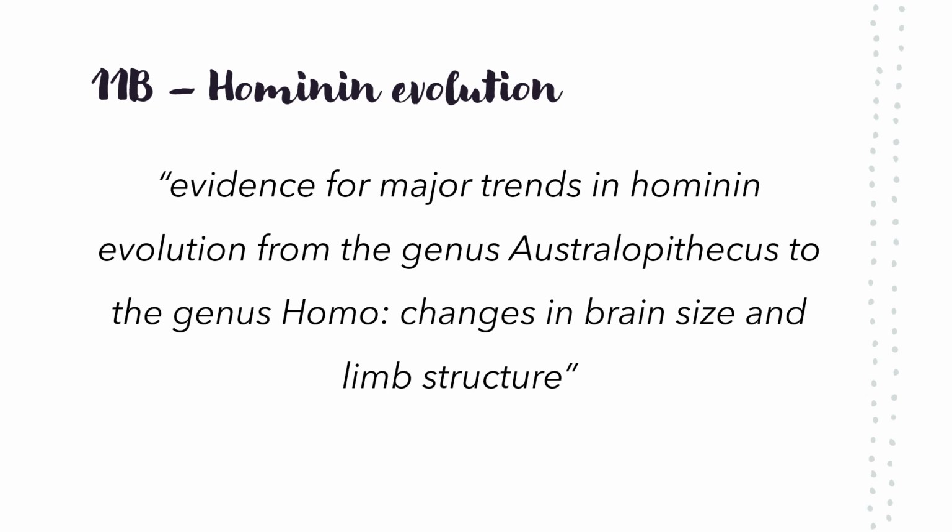Hi everyone, so in our last video we looked at the taxonomic levels of human beings. In this one, in 11b, we're going to be looking at trends in hominin evolution and what sort of things have evolved over time to make us unique.